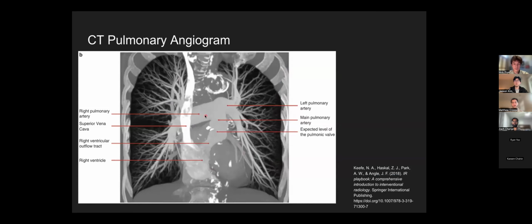This is a CT pulmonary angiogram. This image helps show the size comparison between the left and right pulmonary artery. So the right pulmonary artery, as I said, branches off a little bit earlier from the main pulmonary artery, and it's also a lot larger in comparison to the left. So it's a more common area for emboli to get stuck in comparison to the left.